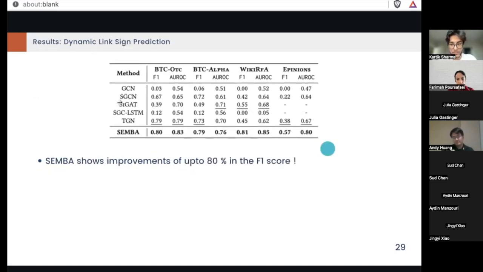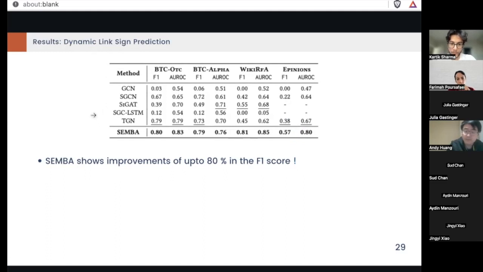The second task, which is specific to signed networks, is dynamic link sign prediction, where the task is to predict the signs. It's a little harder, and we can see that the performance is not like 99%. None of the models do that well, but SAMBA outperforms all the models by a fair margin, giving an improvement of up to 80% in the F1 scores. TGN performs poorly on this task for Epinions, Bitcoin Alpha and others, and we can see that SAMBA does pretty good.